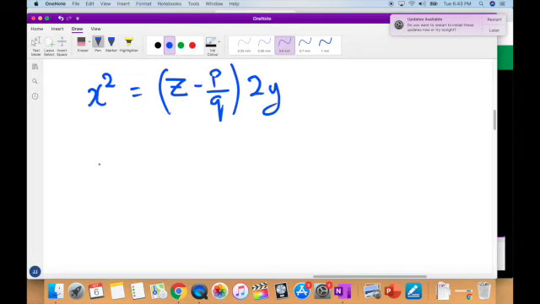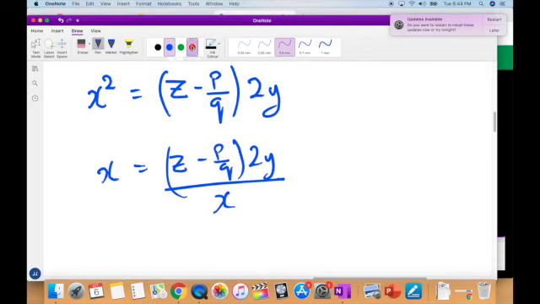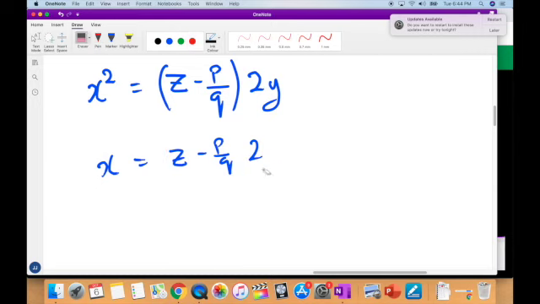You could divide by x on both sides, yes. And you will end up with x here is equal to z minus p on q into 2y divided by x. Makes sense. The problem is I have x on this side of the equation, and I don't want x on that side of the equation, right? So any other ideas? Caitlin, any ideas?